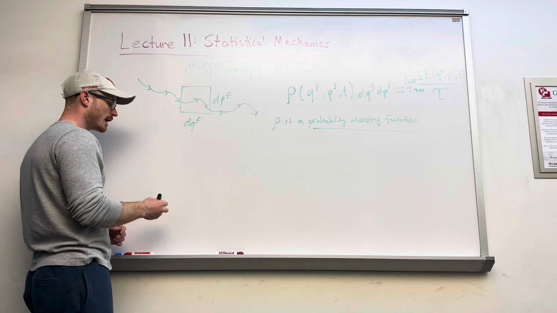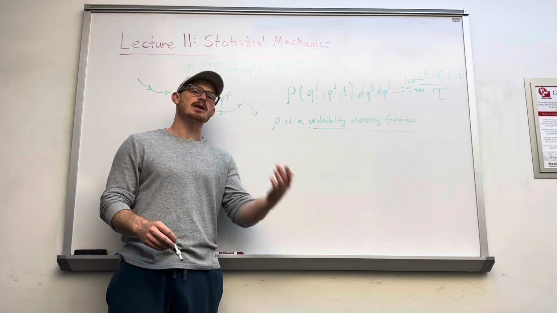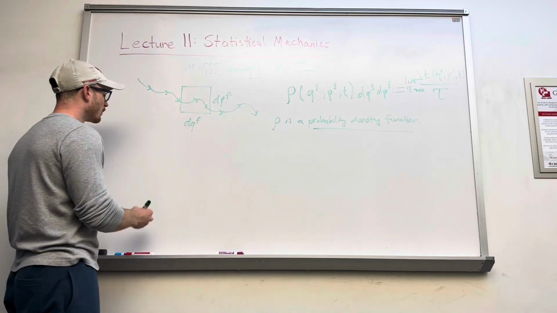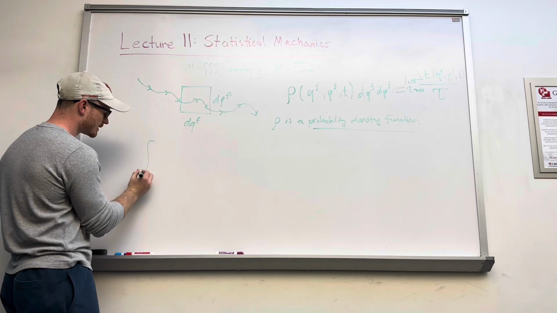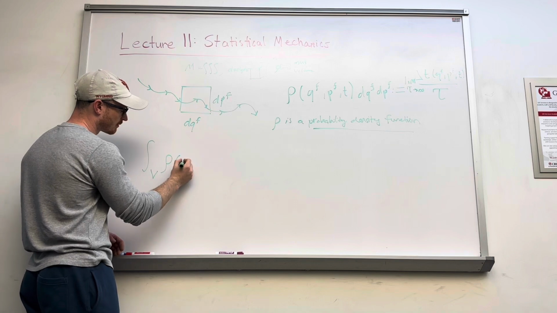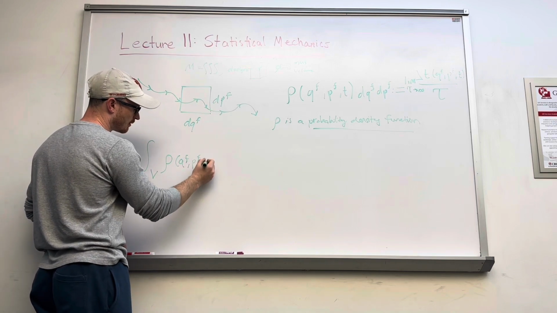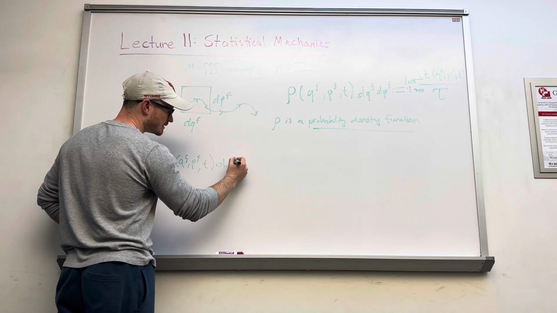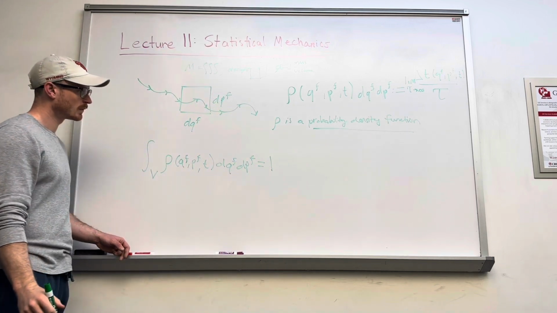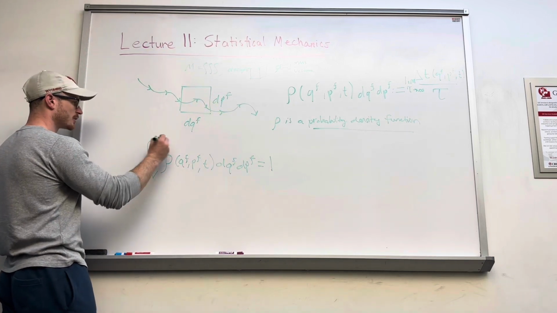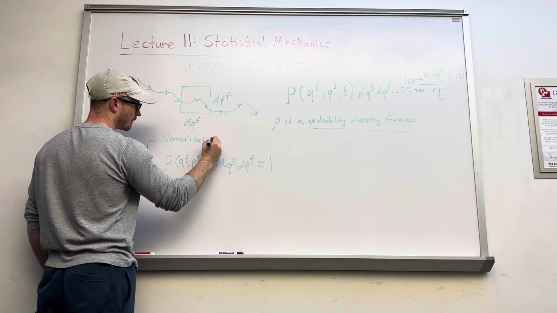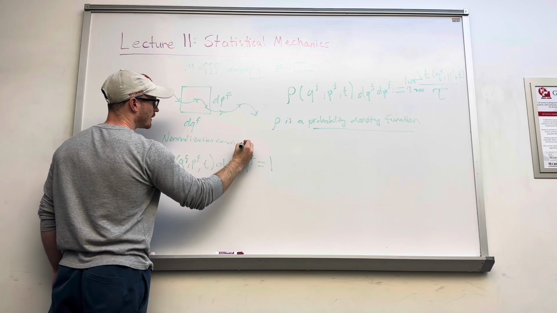Now, let's think about what a probability density function is. First of all, in order for a function to be a probability, it must normalize to 1. Why is that? Well, we can write that condition first. Let's write it down: if you integrate rho over the entire space, dqf dpf, it must equal 1. This is called a normalization condition. Why does this make sense?